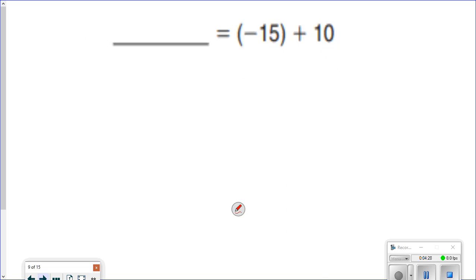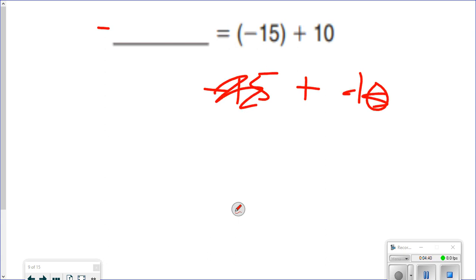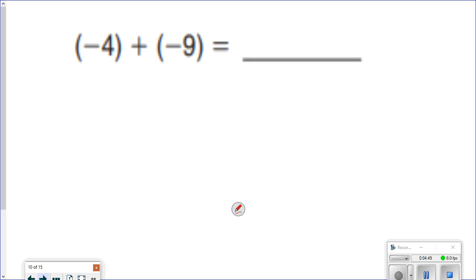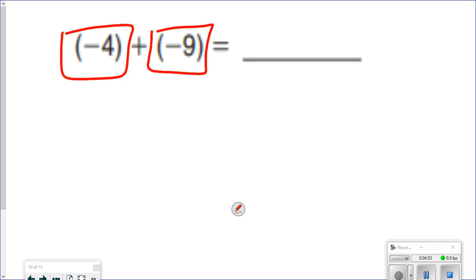Negative 15 and positive 10. 15 is my bigger number compared to 10, so my answer is a negative. So I have a negative 15 plus a 10. I'm taking away a positive 10 from here, so I'm left with 5, and negative 5 is my answer. Negative 4 plus negative 9. I have a negative number here, plus another negative number here. So my answer is a big negative number. 9 plus 4 is 13, so negative 13.